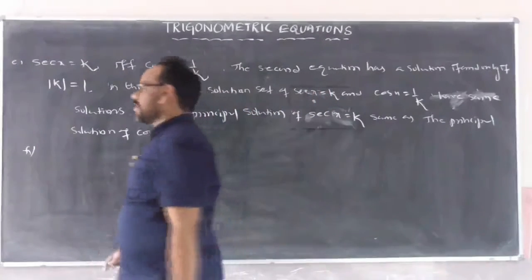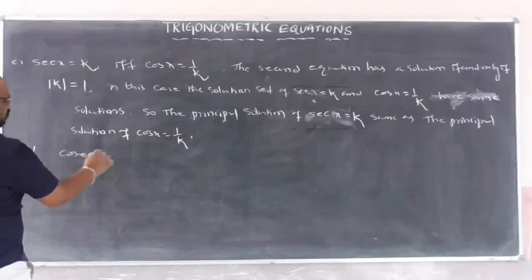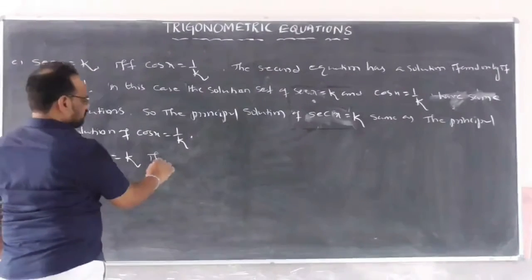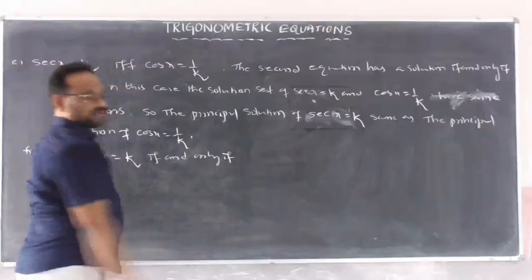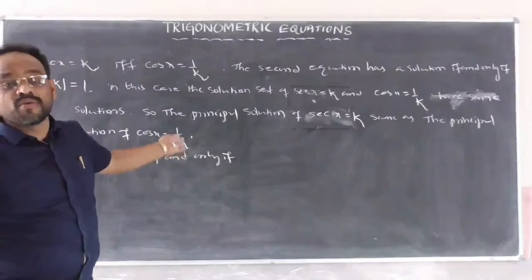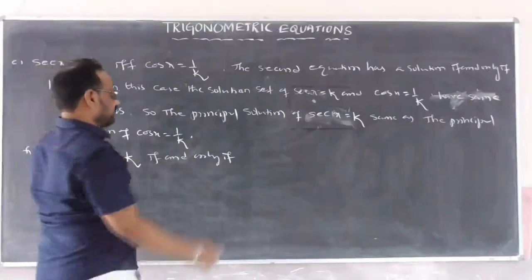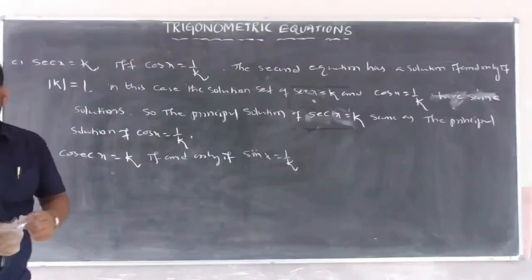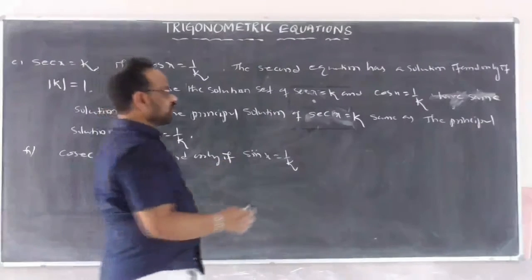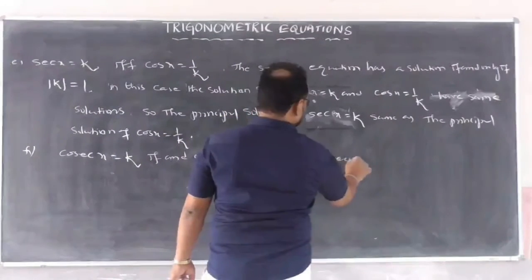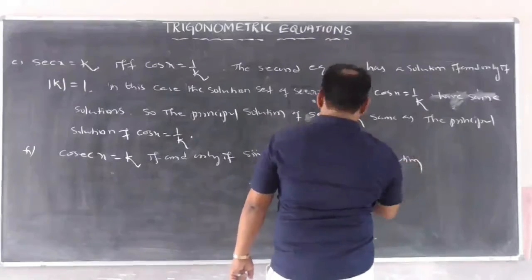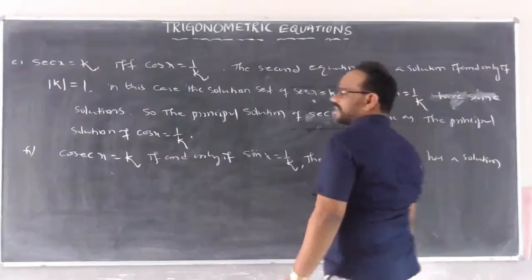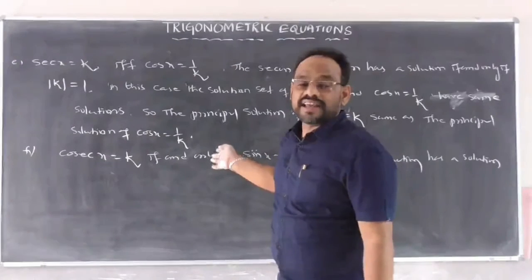Next one, if cosecant x is equal to k, cosecant x equals k if and only if sin x is equal to 1 by k. If and only if sin x is equal to 1 by k. The second equation has solutions. That means the second equation is here: sin x is equal to 1 by k.